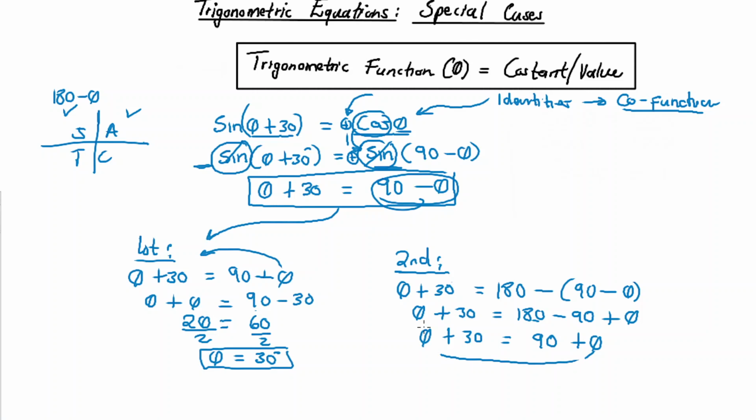Okay, so once this cancels out this, this theta when transposed to the left hand side is going to be a minus theta. 90 degrees minus 30, this minus this gives us 0, and then this gives us 60 degrees. 0 does not equal 60 degrees, so we say there is no solution for this one.